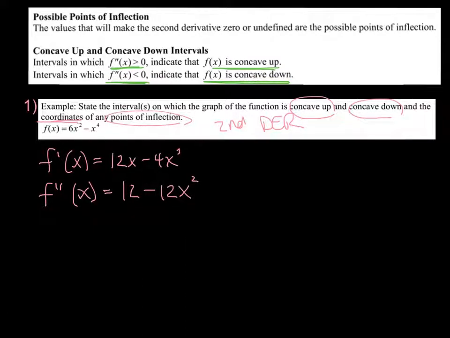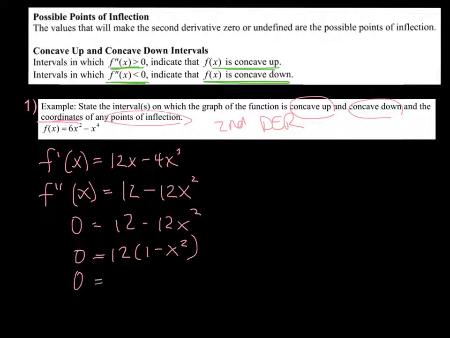Okay, so now I'm going to go ahead and set that equal to 0 so I can find my critical values. Okay, so I'm going to go ahead and factor out a 12 here, 1 minus x squared, and then obviously that factors into 1 plus x and 1 minus x. So when I tee it up, I get x equals negative 1 and x equals 1. All right, so those are my critical values. All right, and so I am ready now to make a sign chart with those critical values.